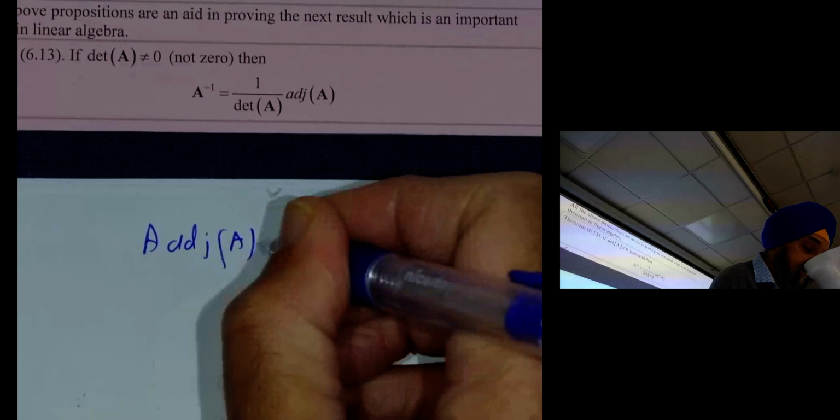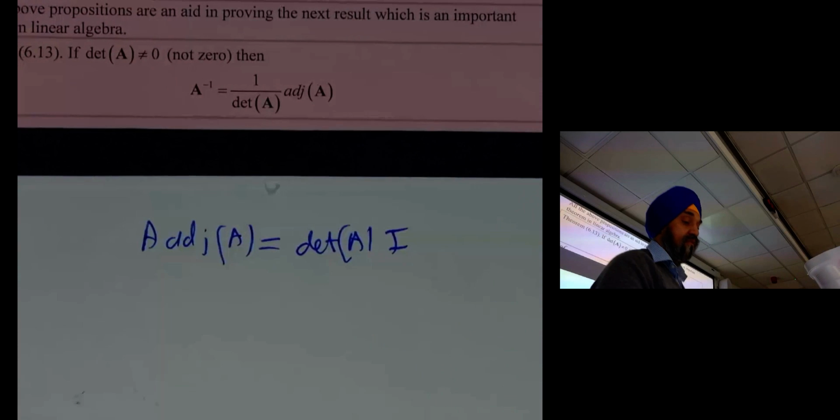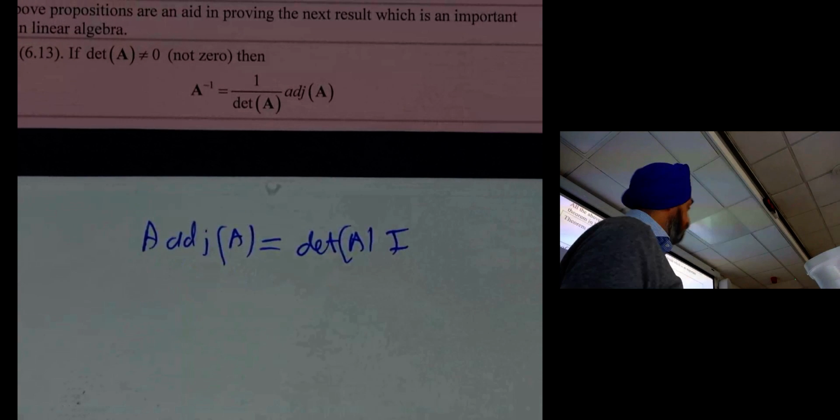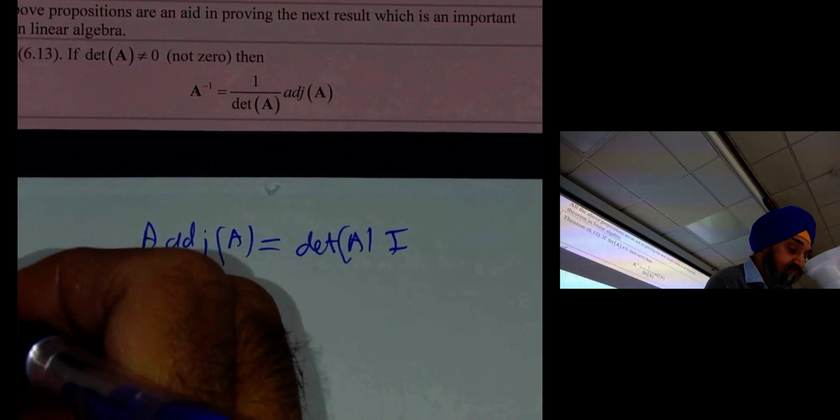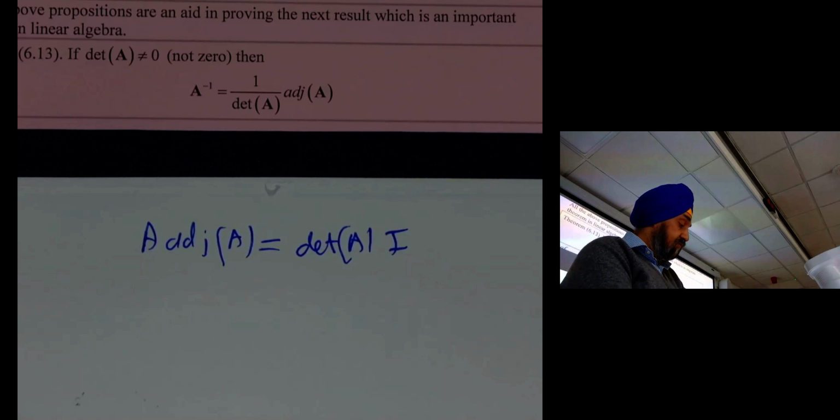If det A is not 0, then the inverse is given by this. How do I work this out? How do I show this then? Okay, I'll give you a clue. The one we've just shown: we've shown that A times the adjoint of A is equal to det A I. And we want to show that. How do we prove this?